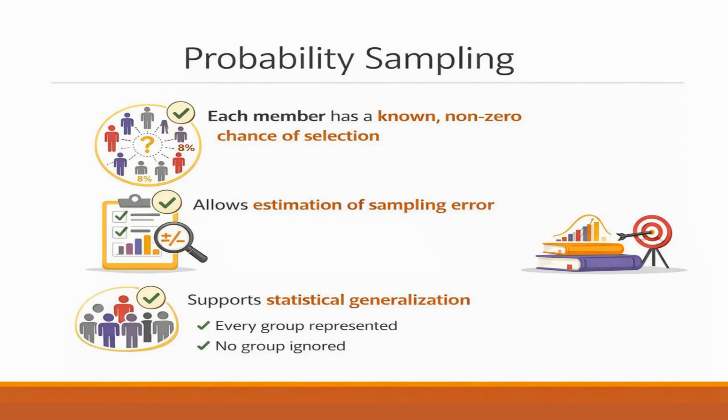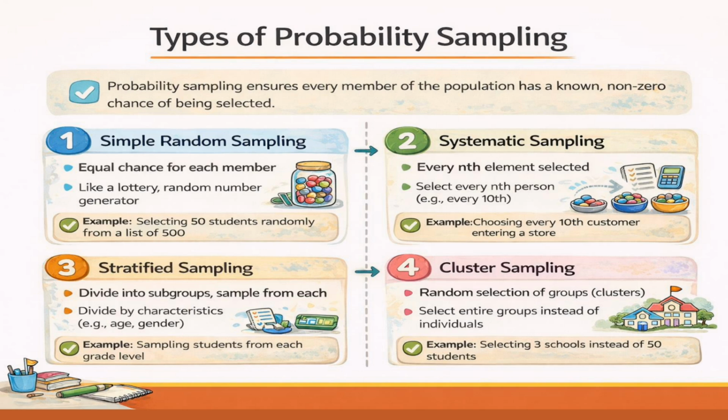Probability sampling means every individual in the population has a known and non-zero chance of being selected. Why is this important? Because probability sampling allows us to calculate sampling error, use statistical tests, and generalize results from sample to population. If your research aims to publish in good journals or make policy recommendations, probability sampling is preferred. There are 4 main types of probability sampling we commonly use: simple random sampling, systematic sampling, stratified sampling, and cluster sampling. Let's understand each one with easy examples.